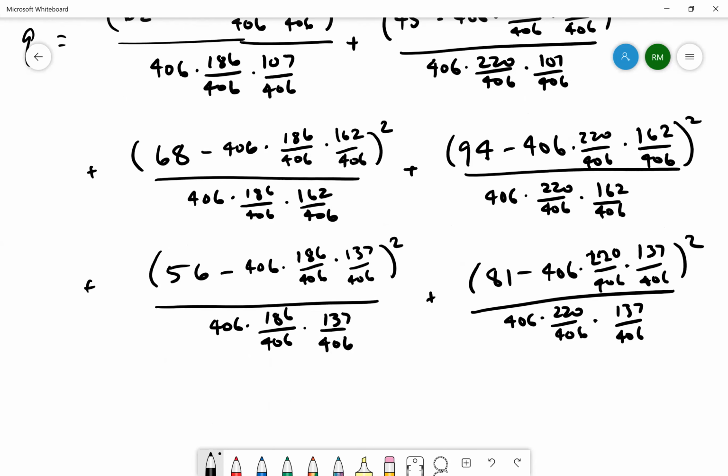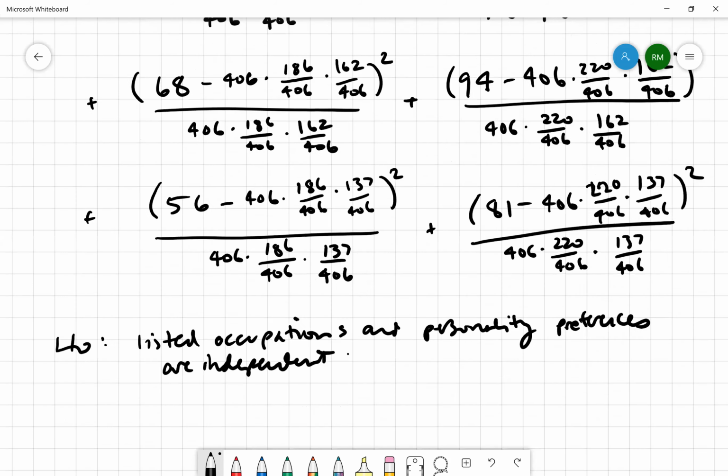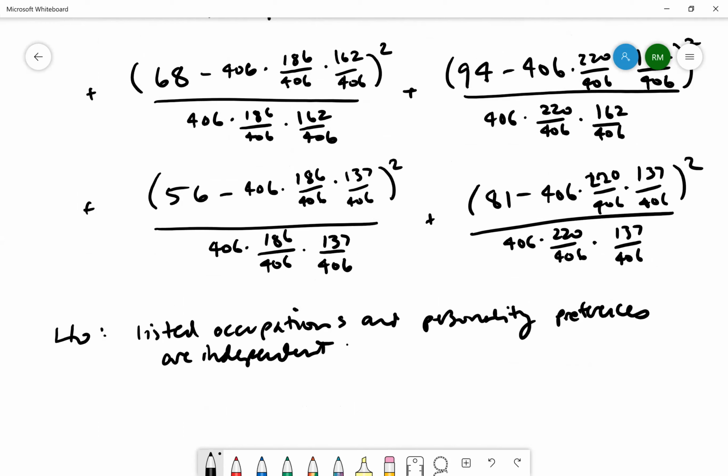So what are our null and alternate hypotheses? Well, our null hypothesis is that occupation and personality preferences are independent. That is, someone's Myers-Briggs extrovert versus introvert is independent of their profession between clergy, MD, and lawyer. So let's take a look at RStudio and see if we think there's evidence for that.